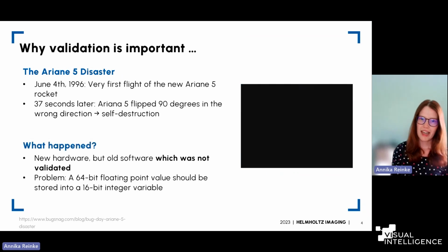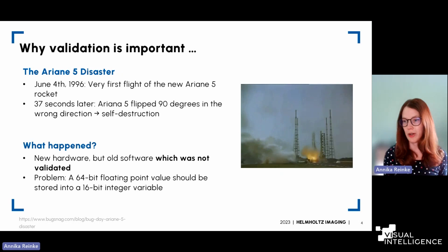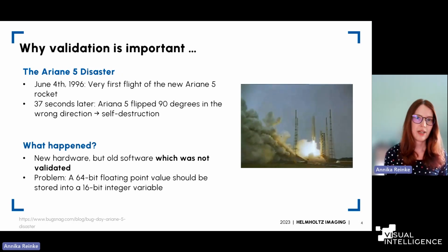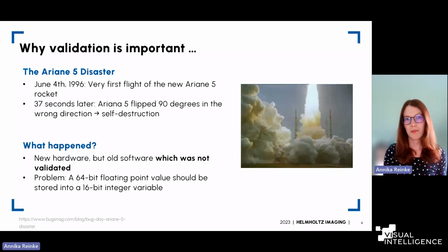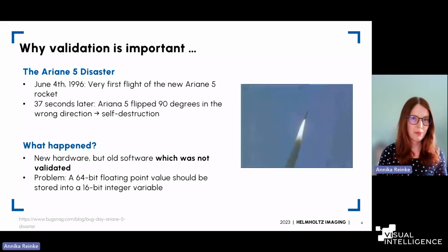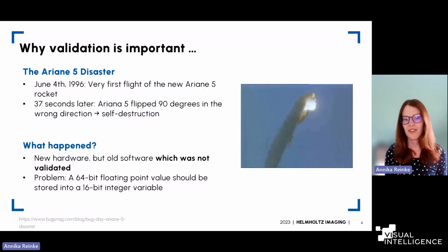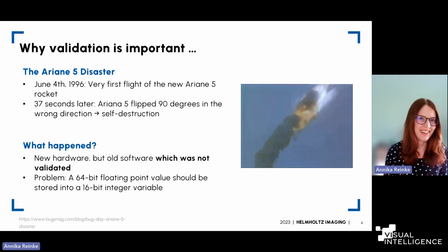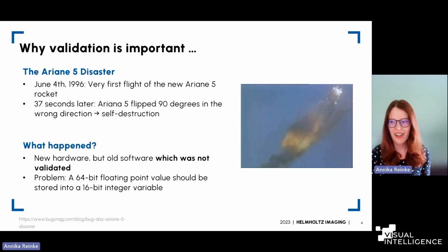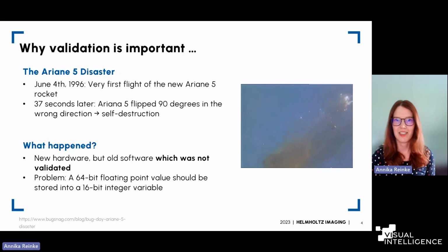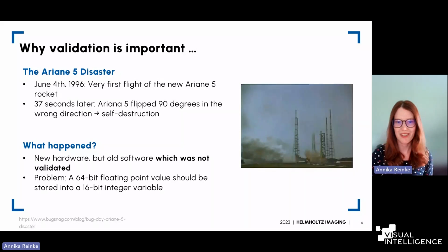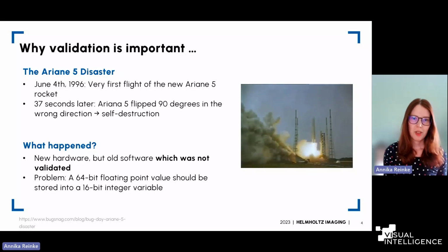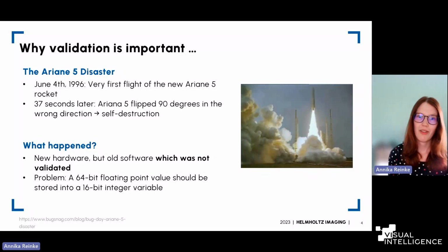The problem was that the engineers used new hardware for this rocket, but the old software of an older version of a rocket. And this combination was not properly validated and tested. They wanted to store a 64-bit floating point value into a 16-bit integer variable. And as you may imagine, that just didn't work. The maximum value of this integer was quickly exceeded, turned negative, and then this rocket exploded. And this is just one example of why we should always make sure to properly validate everything that we do.